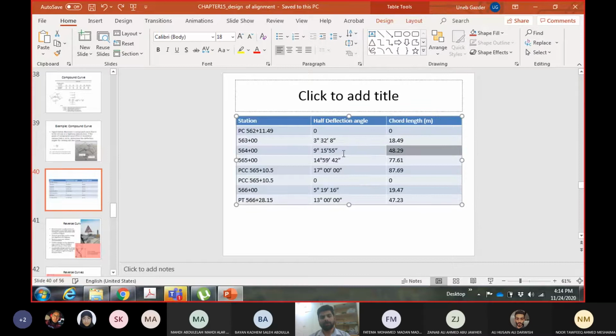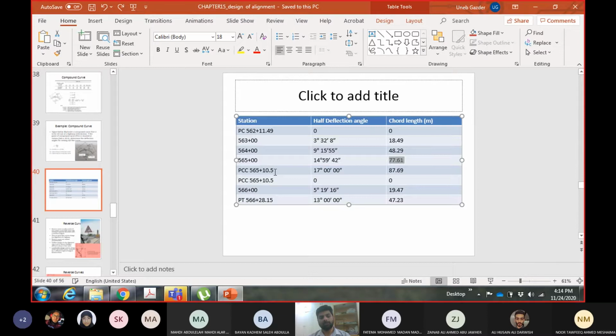Then you add another 30 meters and go to the next station. You will again add 5.73 to this angle, 9 degrees 15 minutes 55 seconds, and you will get this value. Then you take the chord length using this value. After 565, the next point is PCC.